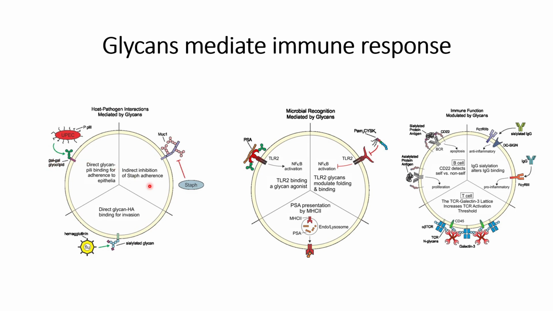These are known as direct interactions. Also, the sialylated glycans can interact with the hemagglutinin present on the flu. So hemagglutinin can interact with these sialylated glycans. These are the three different ways by which host-pathogen interactions can occur, and these interactions are mediated by the glycans.